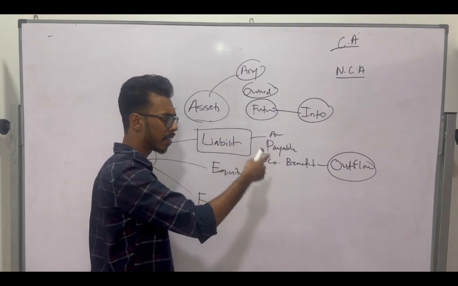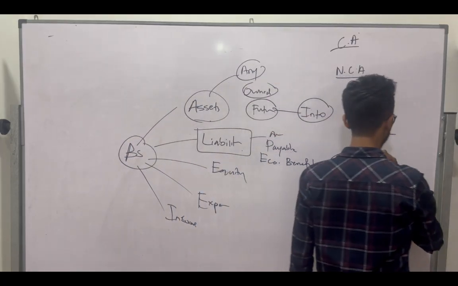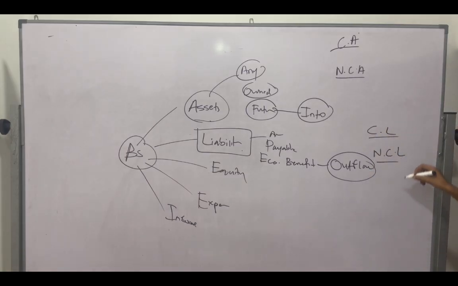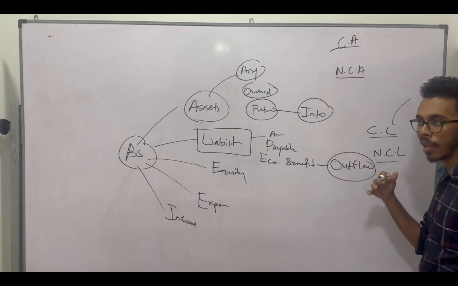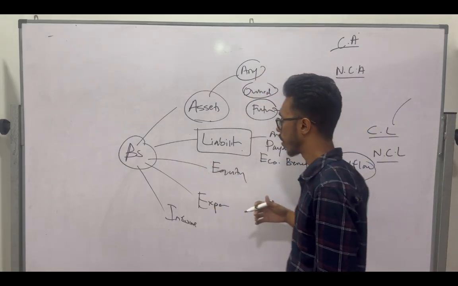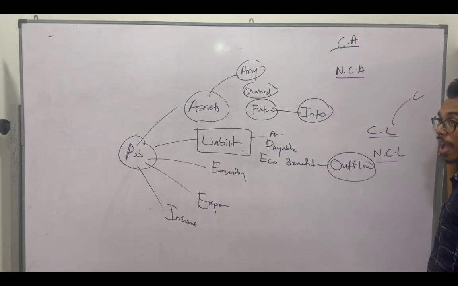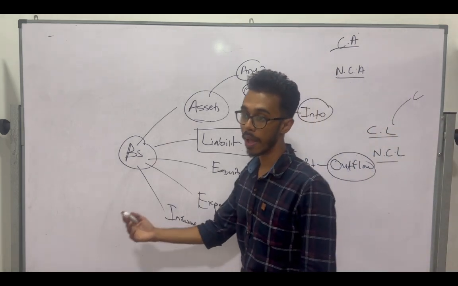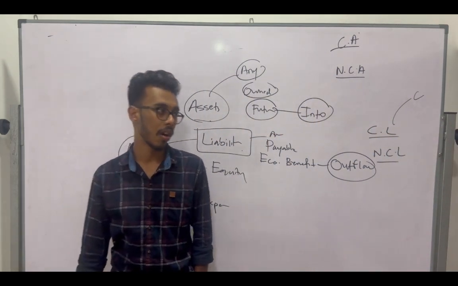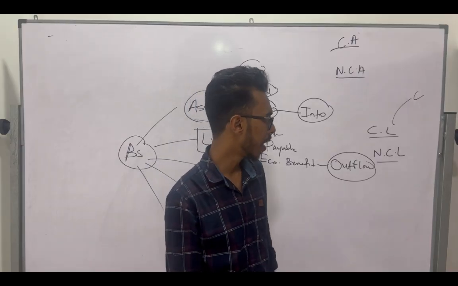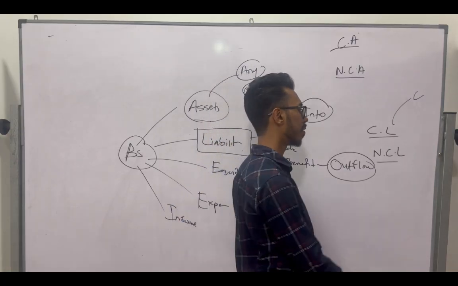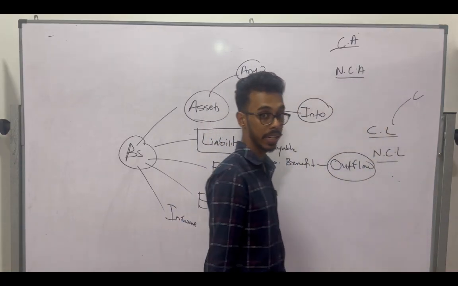So once again, liabilities can be divided into 2: current liabilities and non-current liabilities. Current liabilities means we have to pay back within a period of 1 year, like creditors and bank overdraft. Then you have non-current liabilities, which we can call long-term loans, like bank loans and mortgage loans. Those things will come under non-current liabilities.